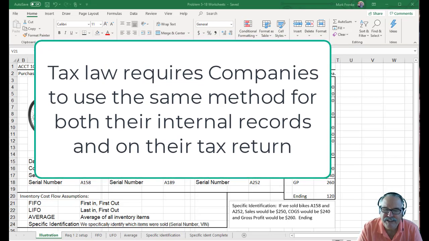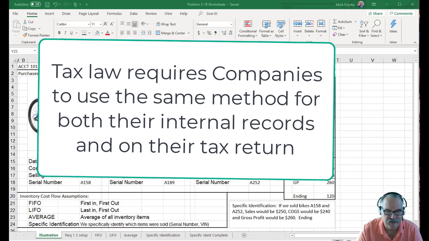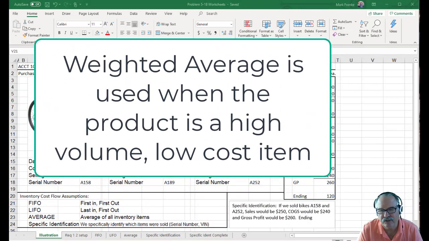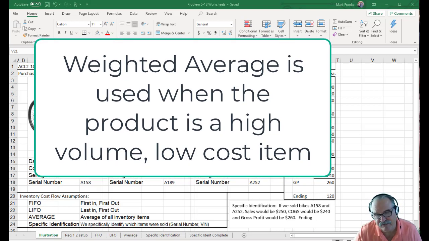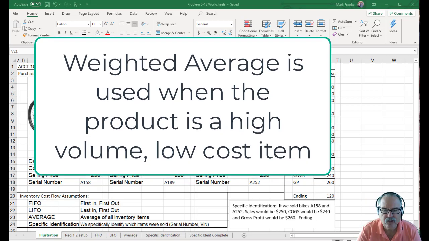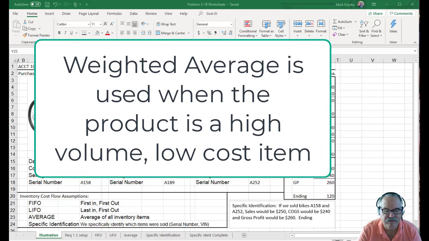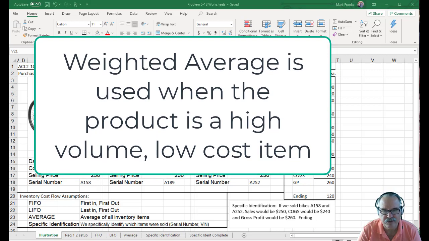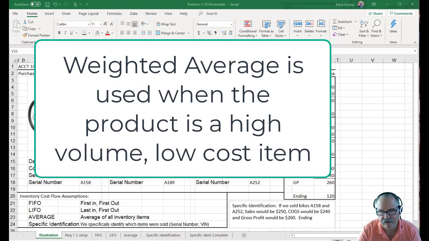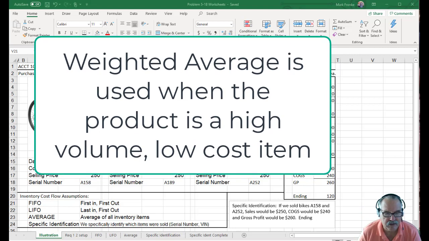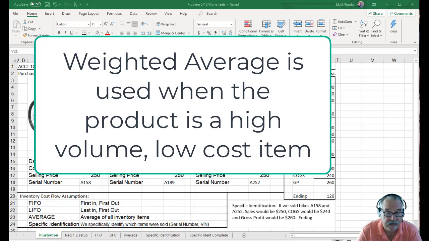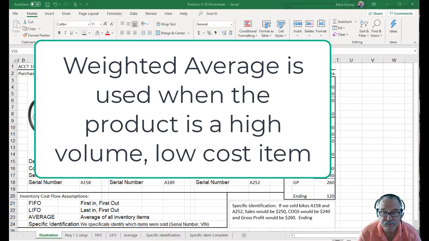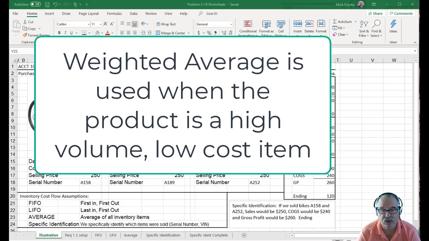Average is for companies that sell bulk items, nuts, bolts, and screws. Home Depot has lots of stuff. It would be really difficult and not cost beneficial to use FIFO for nuts and bolts and screws and screwdrivers and that kind of thing. An average cost or weighted average would be appropriate for companies that sell bulk items.